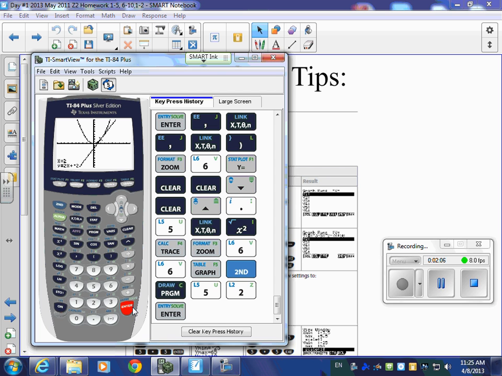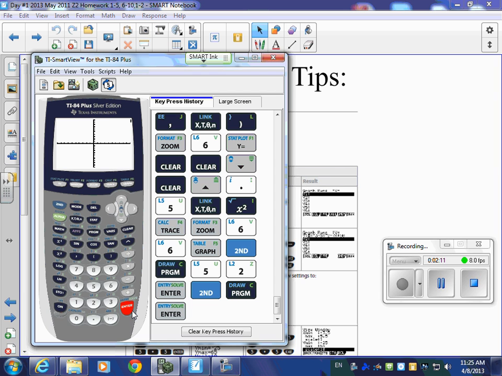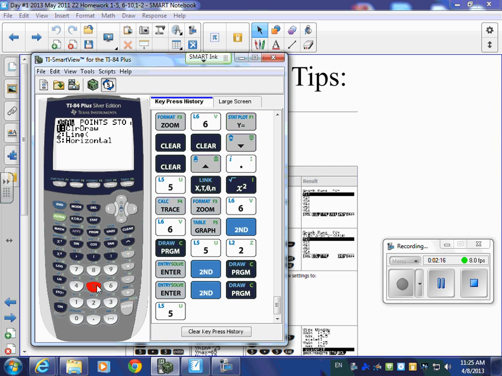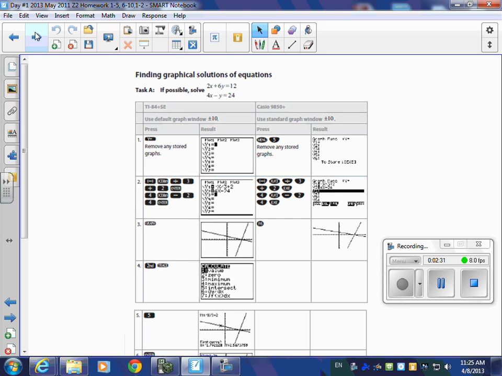If you want to do a separate one, go second, draw, clear draw, number 1, and you can go second, draw, tangent. Let's see what happens at 1. There's that one, and it has a different function to it. So that's kind of nice to be able to see how to draw a tangent. All right. Solutions, are you good with that? You just put the 2 equations in and find intersect. We don't need to do that. You okay with that one? Okay. Let me know if you do.